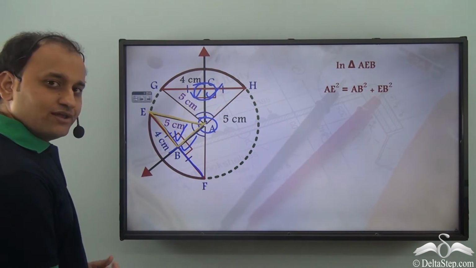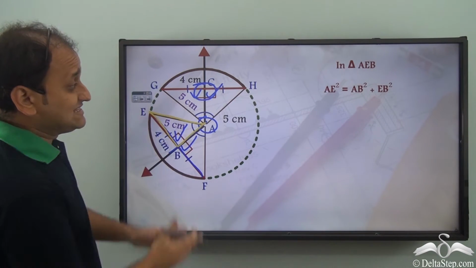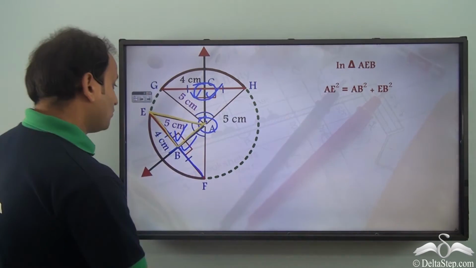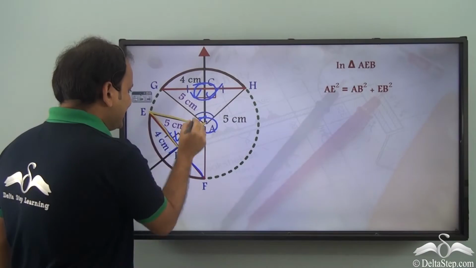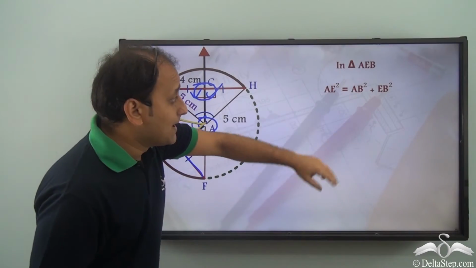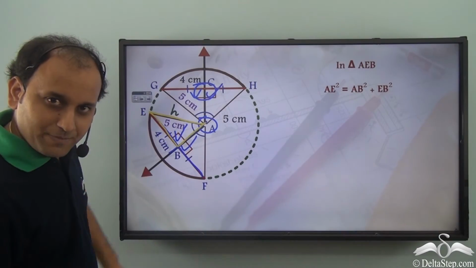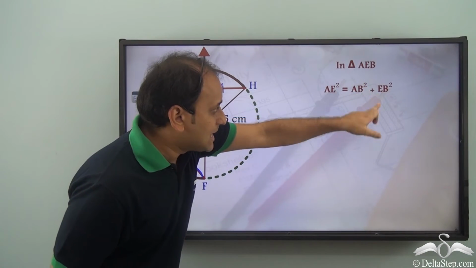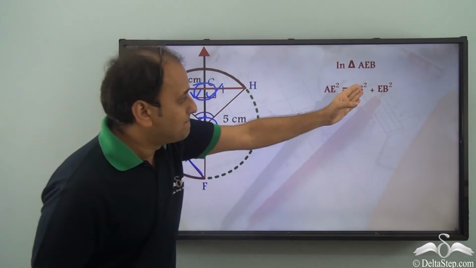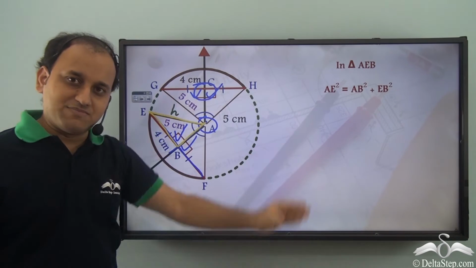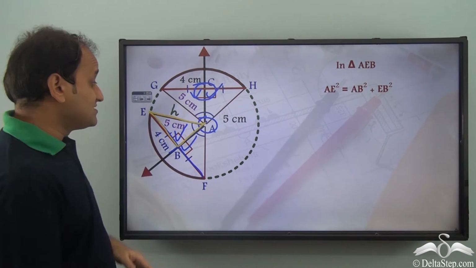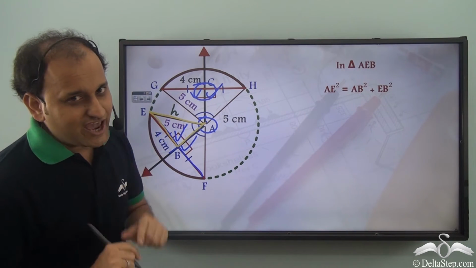So in this right angle triangle, from the Pythagoras theorem, we can say that AE square is equal to AB square plus EB square. What is AE square? AE is hypotenuse. So hypotenuse square is equal to perpendicular square. AB is the perpendicular here. So AB square plus base square, that is EB square. EB is the base in this case. So AE square is equal to AB square plus EB square. We can write this in this particular case because we are dealing with a right angled triangle.